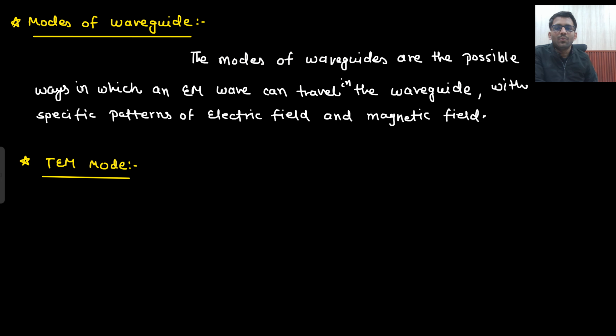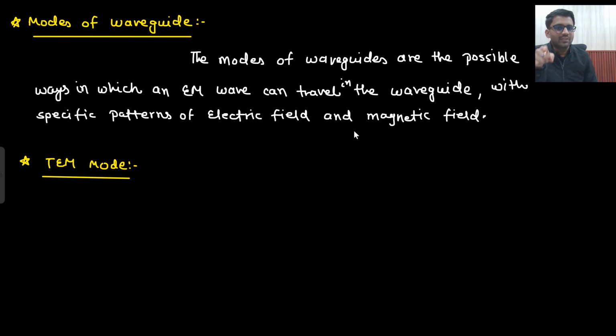Now we will see the mode of a waveguide. What do you mean by mode of waveguide? In simpler language, it is just the style of propagation. So this is what I have written: the modes of a waveguide are the possible ways in which an EM wave can travel inside the waveguide. So style of propagation is known as modes.